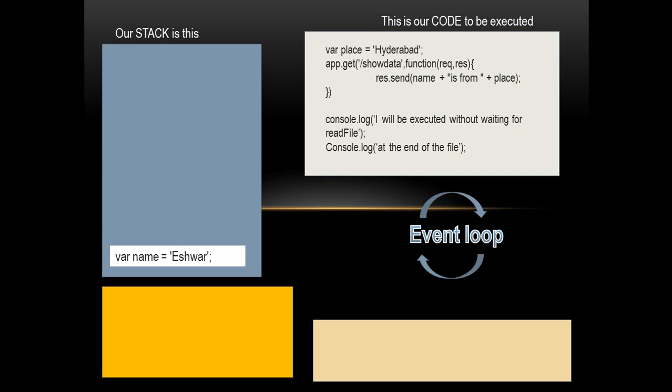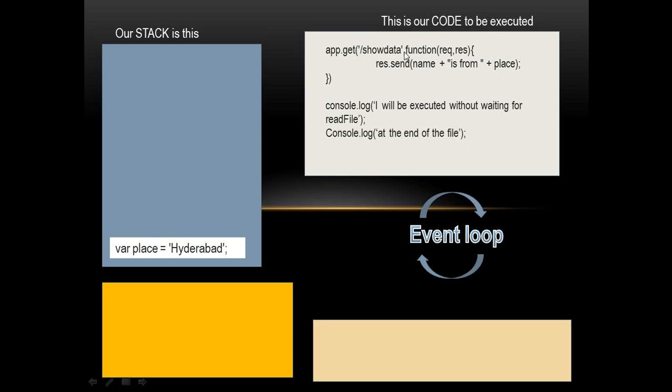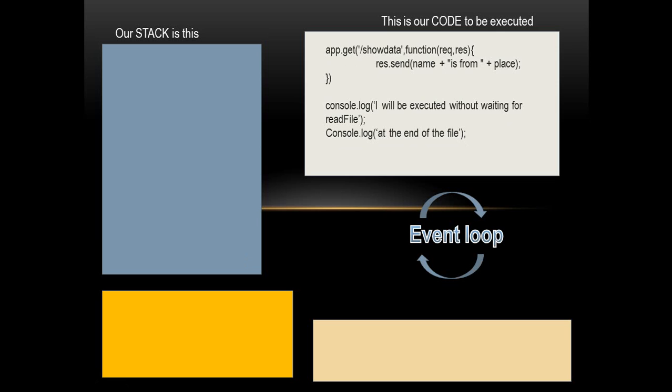In one of the screencasts coming up, we will see what LHS and RHS are in terms of pure JavaScript. But as far as this video is concerned, our stack accepts this value where name equals Ishwar, and because it is put onto the stack, it is popped out. Now we are left with one line less in our code, so the next line gets executed. Place equals Hyderabad is put onto the stack, and because it's on the stack, it is popped out.